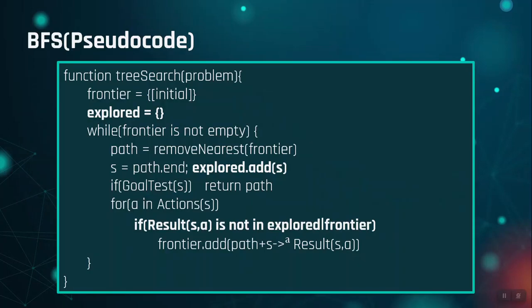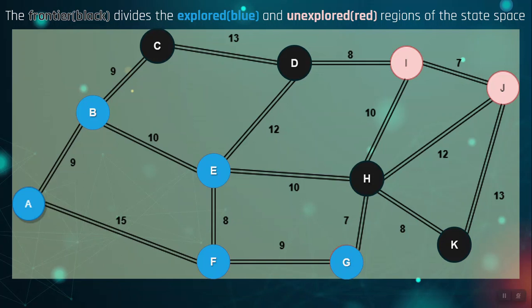So here's the pseudocode for BFS, and you can see that we just added an explored list. This is useful so that the algorithm will be able to identify whether a state has already been explored and therefore no longer included in the frontier list, the list used to maintain the first in, first out queue. For the frontier, it will be represented by a black node, the explored nodes are blue, and the unexplored are red regions.